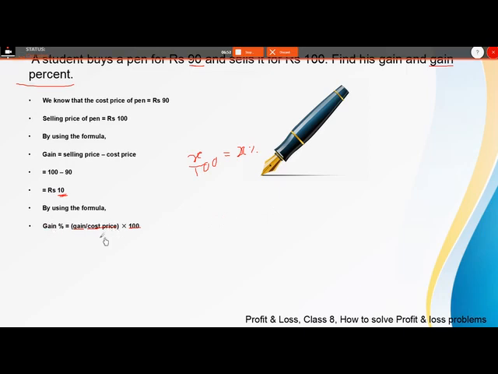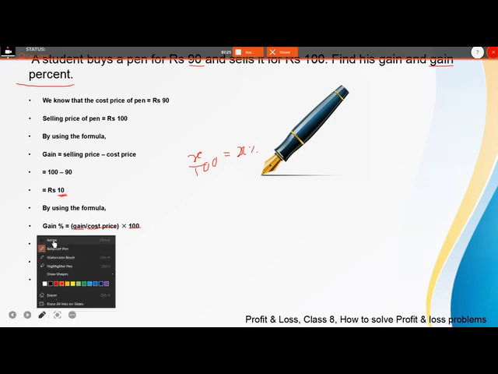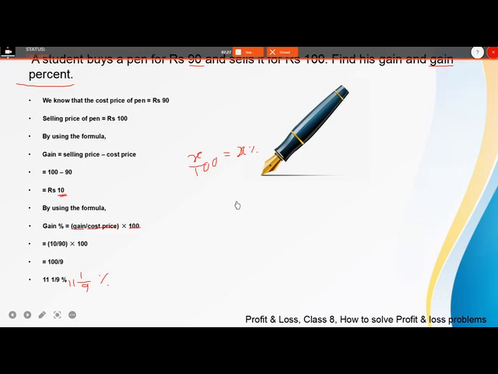So gain percent is 10 upon 90. Gain is 10, cost price is 90, so 10 upon 90, multiplied by 100. So 100 upon 9, you have to just divide this. I know you know the division. So multiply it and you get the value as 11, 1 upon 9. Here I can't write it like this, so it is actually 1 upon 9. Like this, 11 integer 1 upon 9 percentage. Just like this.